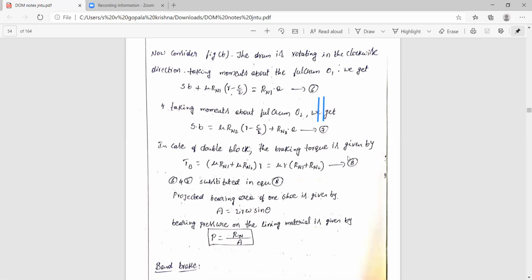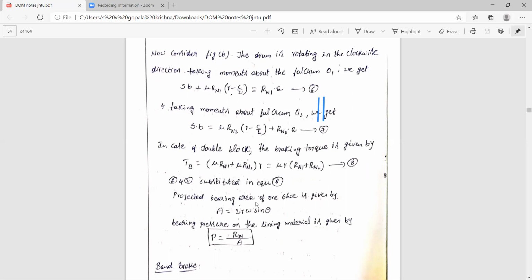Here all of you observe that from equations 6 and 7, you will find the values of Rn1 and Rn2. Then those values are substituted in equation number 8 to simply find TB. So that is very important.